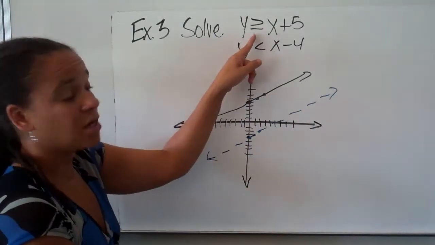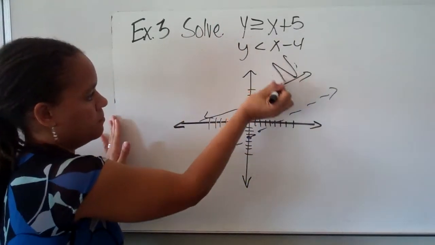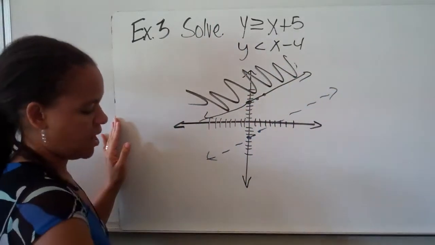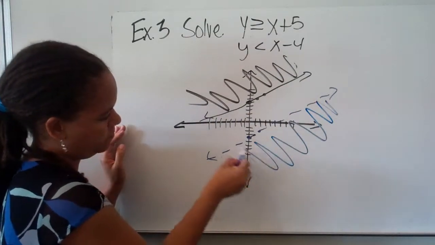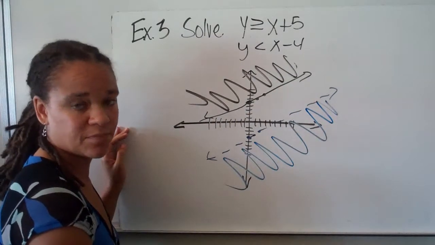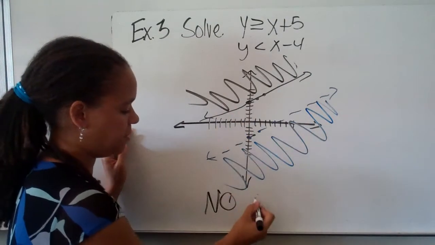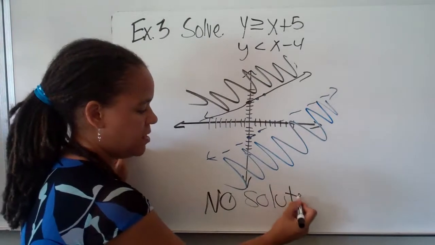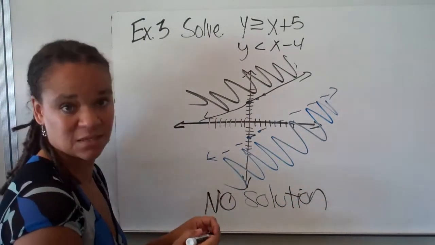Now, if we shade above the first one, so we want to shade up here, and this says shade below the second line, down here, what do you notice? There's no solution, because these two do not ever overlap. This would be no solution. So there's nothing that would satisfy this systems of equations.